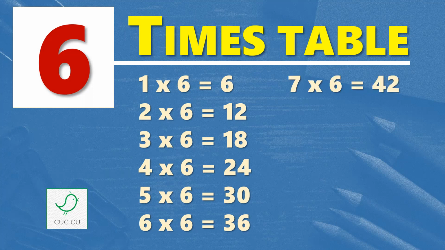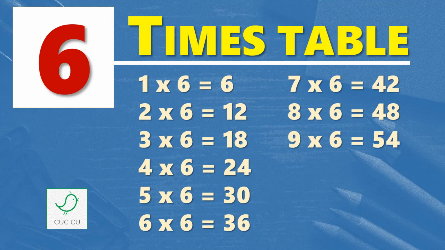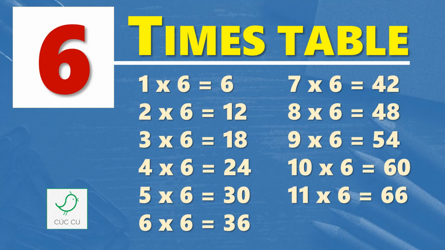7 times 6 is 42. 8 times 6 is 48. 9 times 6 is 54. 10 times 6 is 60. 11 times 6 is 66. 12 times 6 is 72.